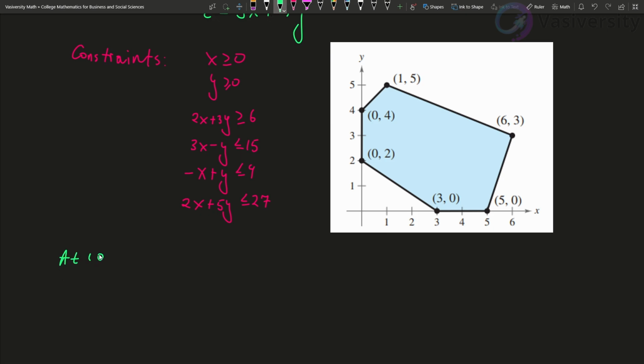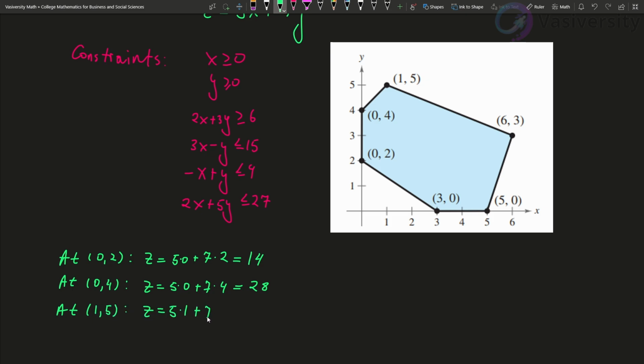So now we have to evaluate at each point. So at point 0, 2, what are we going to have? We're going to have z is equal to 5 times 0 plus 7 times 2, which is equal to 14. Then at point 0, 4, we're going to have z is equal to 5 times 0 plus 7 times 4, which is equal to 28. And then at the point 1, 5, we will have z is equal to 5 times 1 plus 7 times 5 is equal to 40. Then at the point 6, 3, we're going to have z is equal to 5 times 6 plus 7 times 3, which is equal to 51.